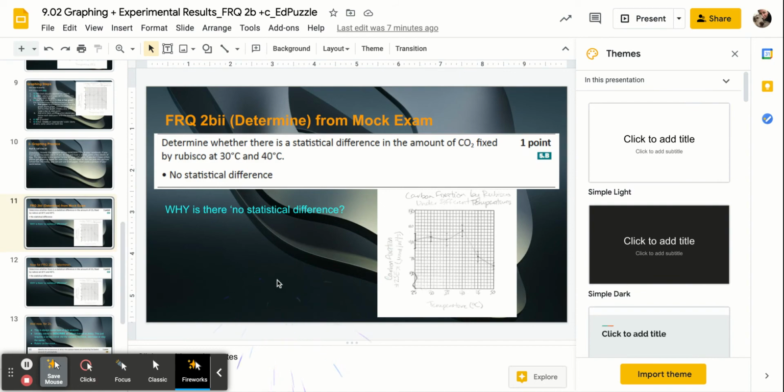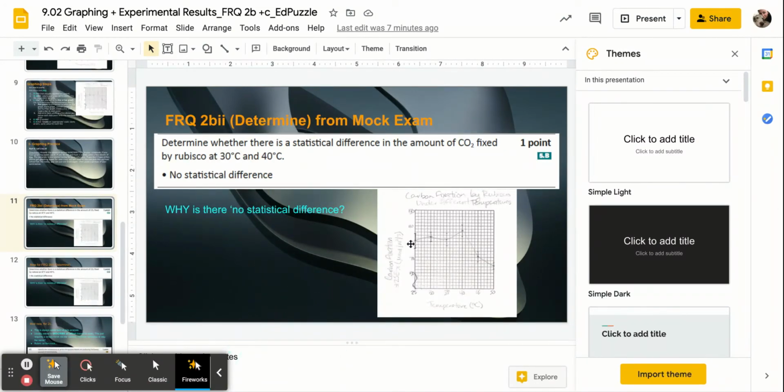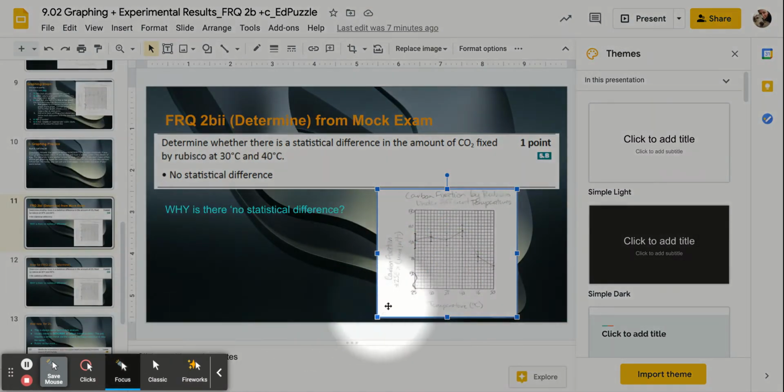So why is there no statistical difference? Why should that be what's in the rubric? Go ahead and jot that in. Okay, so the reason is that if we look at this graph, and you look at 30 and 40, there is no statistical difference because these two error bars, for 30 and for 40, do overlap, which means there's no statistically significant difference between them, okay?